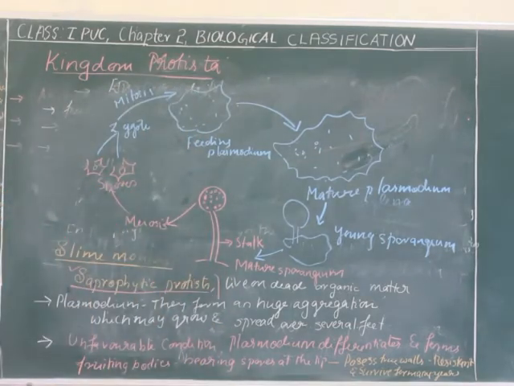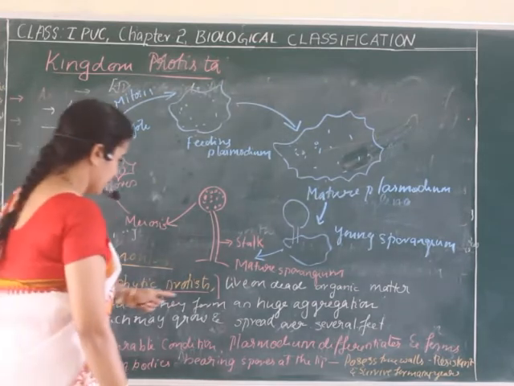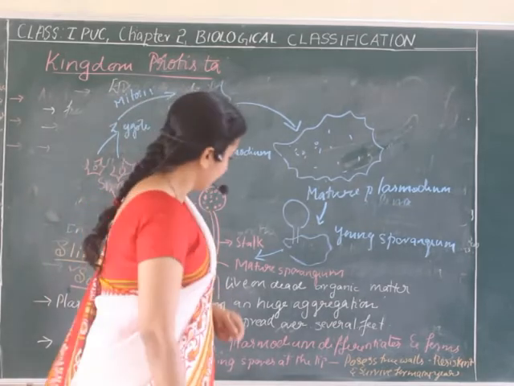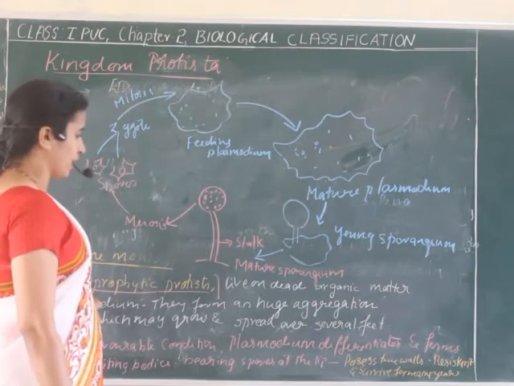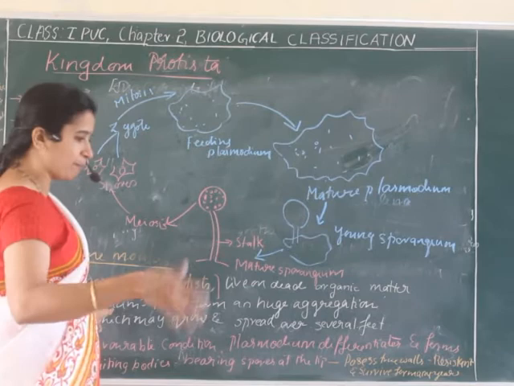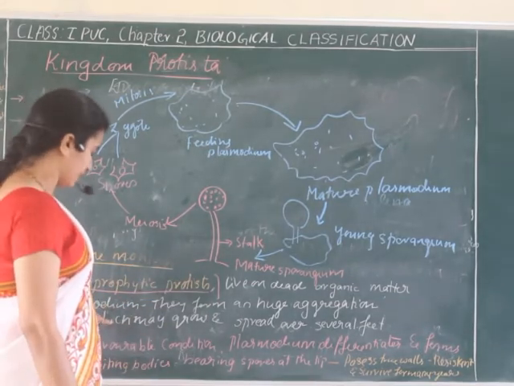Hope you got clear about the slime molds. So this is about the slime molds. Slime molds are called saprophytic protists. Why are they called saprophytic protists? Because they live on dead organic matter and they form plasmodium. Once they mature and start to develop, they produce. That is how they complete their life cycle. How they produce the next generation, we are going to study in this content.